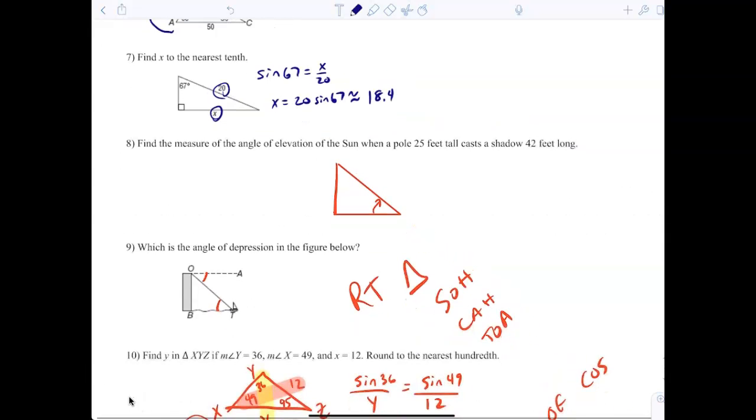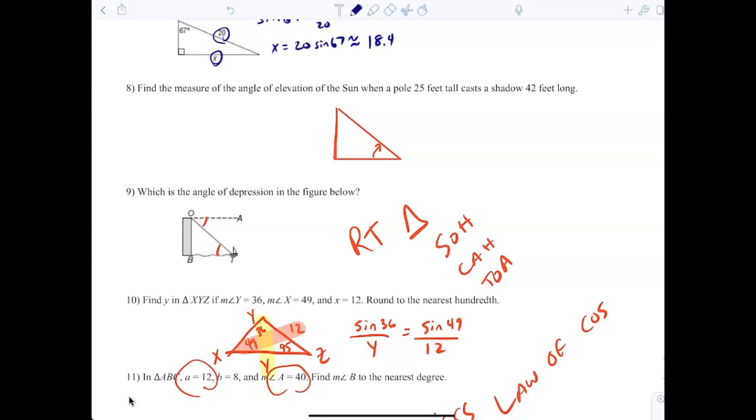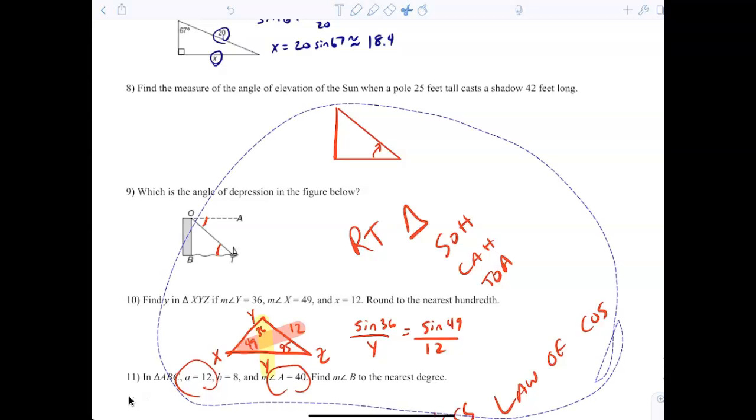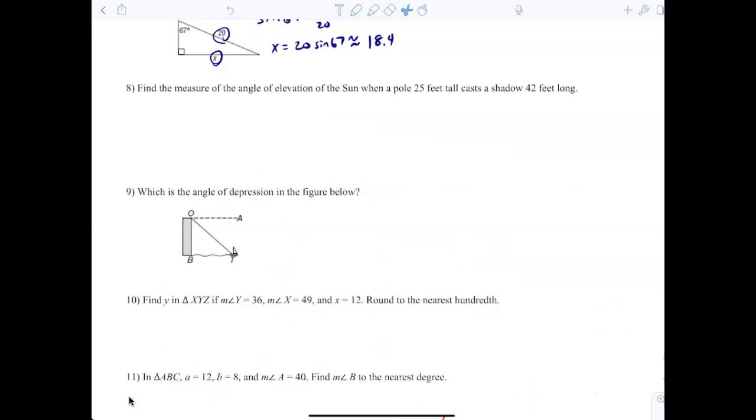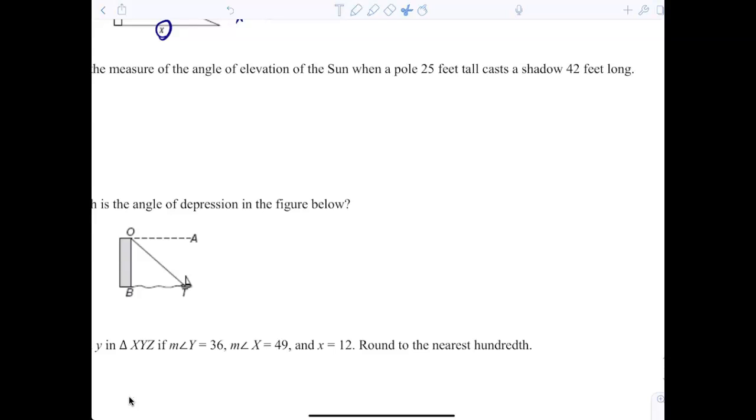So now, here we go. Find the measure of the angle of elevation of the sun when a pole is 25 feet and it casts a shadow 42. I think on the test I said draw a picture, draw a picture, draw a picture. That's all I did, draw a picture after every word problem. So here we go. We're drawing the pole, and the pole is what? 25 feet. And then the shadow is what? 42 feet. So this is the angle of elevation.